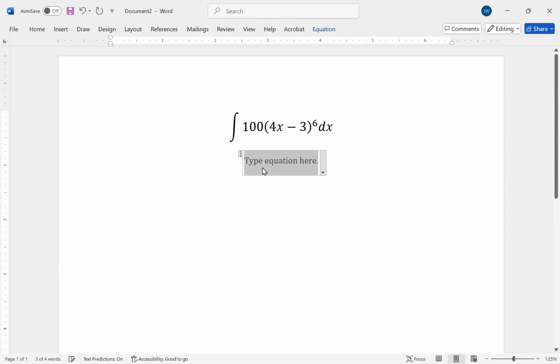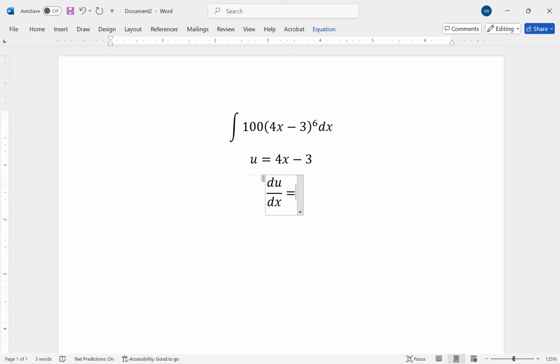All right, so in this case, the inside function is the interior polynomial that's being raised to the 6th power. So u is going to be set equal to 4x minus 3. Now here's what we do. We take a derivative of u with respect to x.